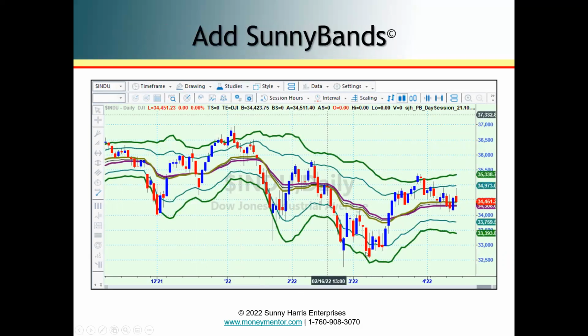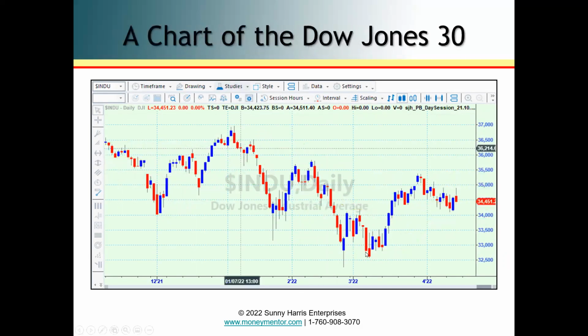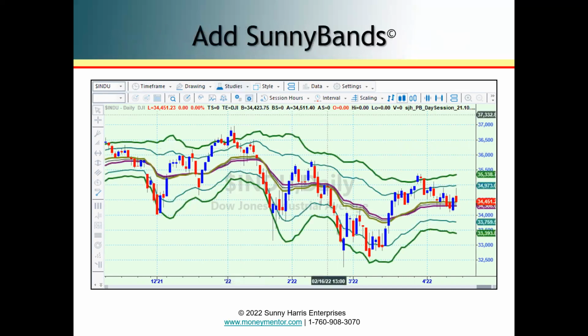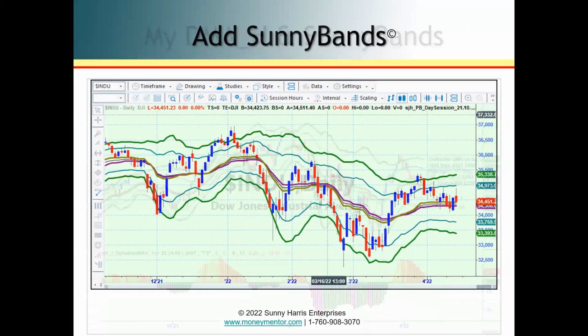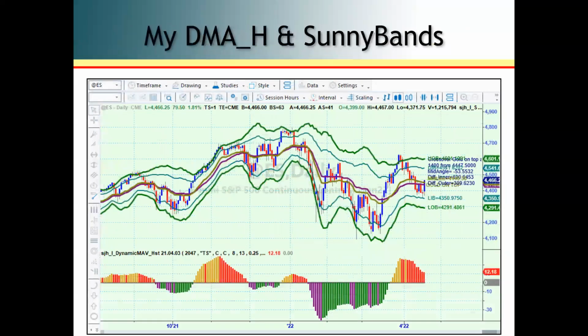There's the same chart with Sunny Bands on it. So here it is without. How do you know where it's going to go next? And there, Sunny Bands tells me exactly where it's going to go next. And it did today. And at the bottom, you see vertical colored lines. Again, I like to use color to key me in. You can see what I call my dynamic moving average histogram.